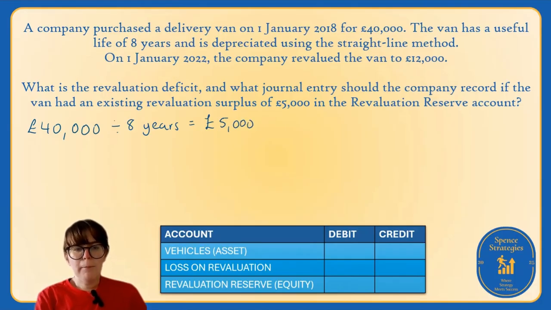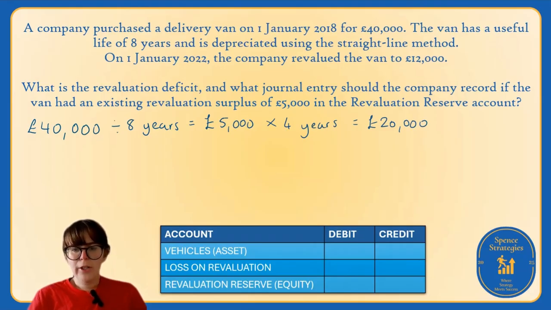So we bought it in 2018 and we revalued it in 2022. That means we've held that van for 4 years and therefore we would need to depreciate that for 4 years. So I'm going to times my £5,000 annual depreciation charge by the 4 years, which means that van should have accumulated £20,000 depreciation during its lifetime with me.